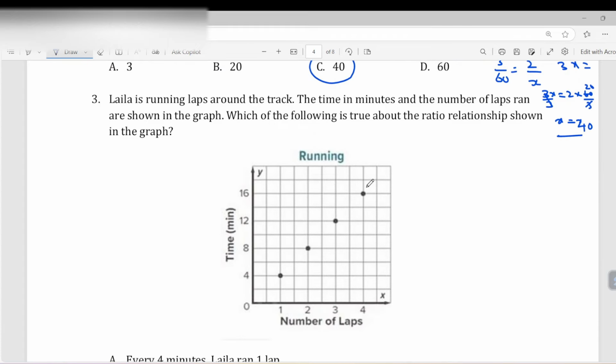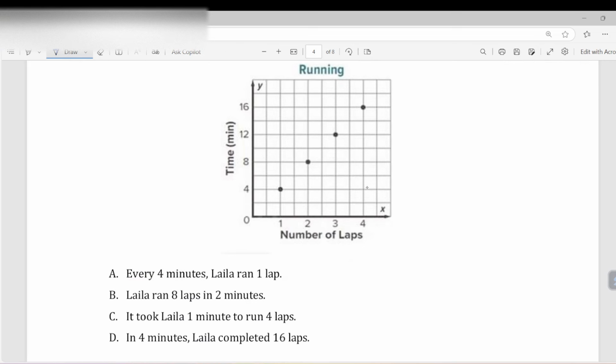See here. Laila is running laps on the track. The time in minutes and the number of laps run are shown in the graph. Which of the following is true about the ratio relationship shown in the graph? You see, 4 minutes equals 1 lap. Every 4 minutes Laila is running one lap.